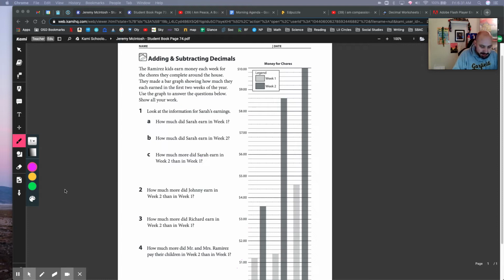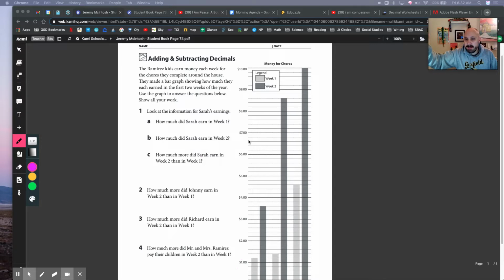Hey, mathematicians. I just wanted to give you a quick setup for our assignment today, adding and subtracting decimals, just so you'll be successful if you need that help. So basically, we have a few questions here from this graph over here. So we have to be able to read a graph, figure out how much each of these little increments are between the dollars, and then add and subtract based off of what the question is asking.